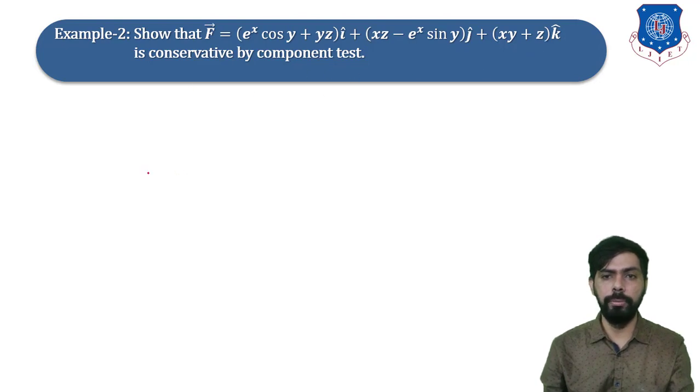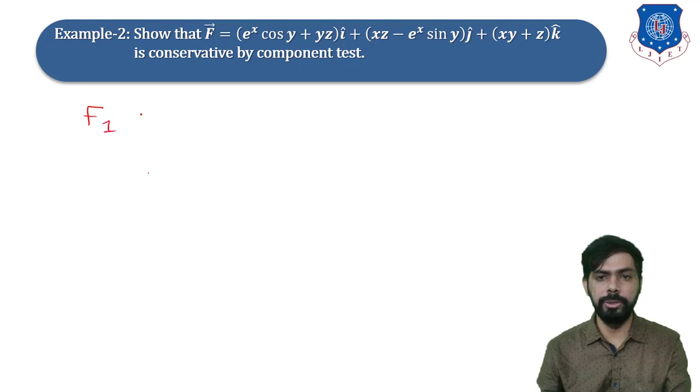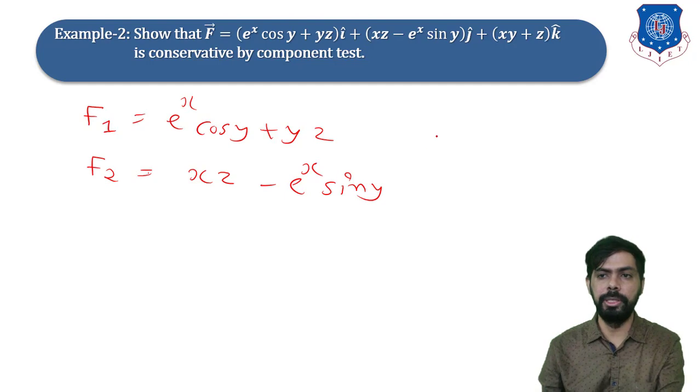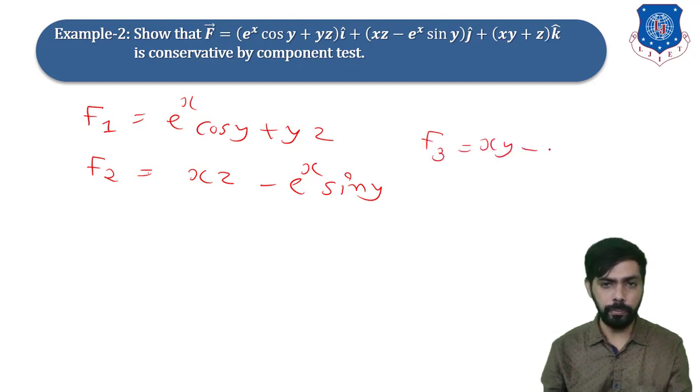So first of all, here we will write down f1, that is the ith component of vector f. So here f1 will be e raised to x cos y plus yz. Then f2 will be the jth component of vector f. So here it will be xz minus e raised to x sin y. Then we will write down f3. So here f3 will be xy plus z, because it is the kth component of vector f.